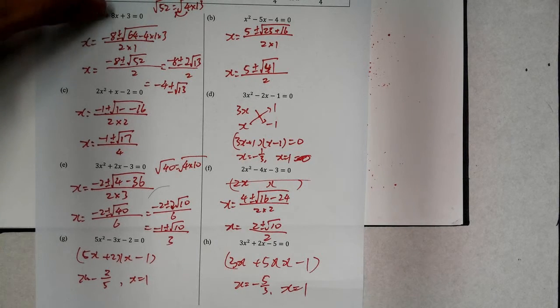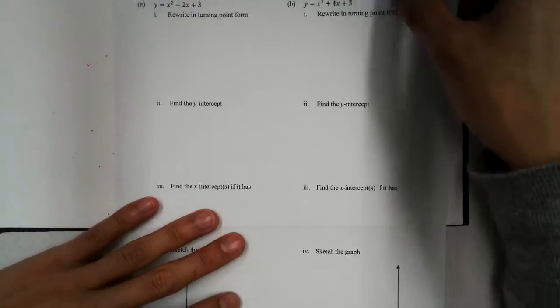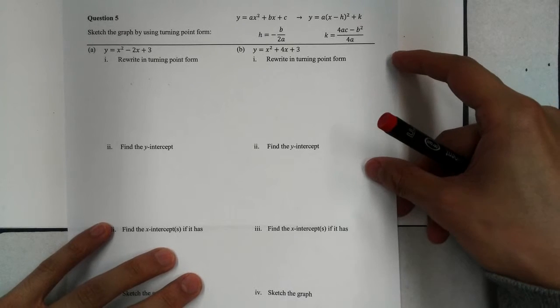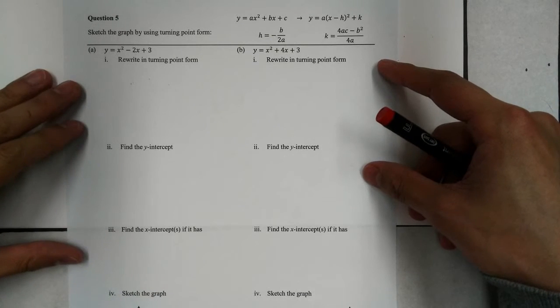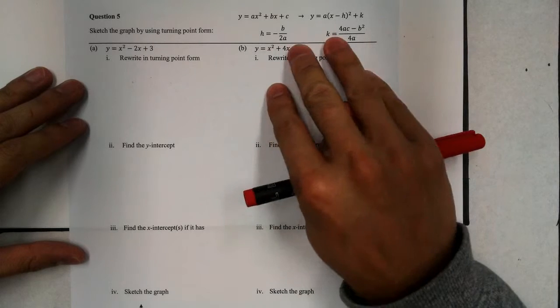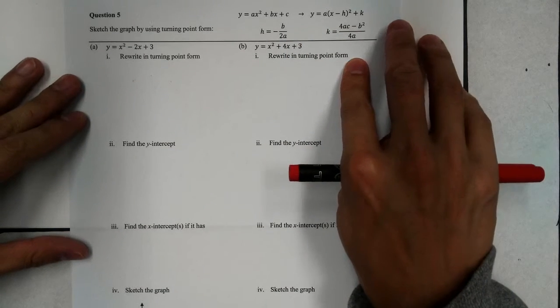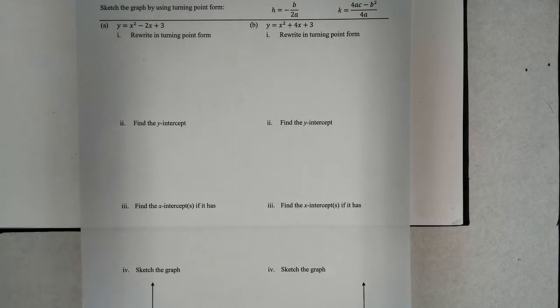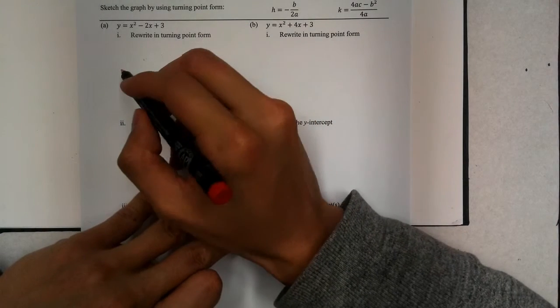Alright, so now let's move on. After we learned how to solve quadratics, it's about sketching the parabola. So this formula here, you can apply it or not, but because we already can complete the square, we write it as the turning point form.